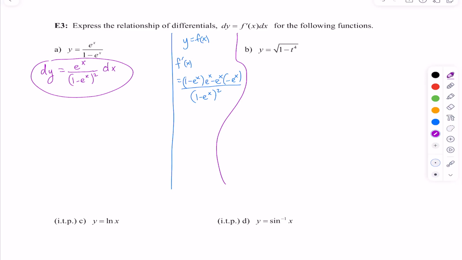Sometimes your independent variable is not always x. Sometimes it could be t. So in the second example here, y is a function of t, and this function is differentiable. Go ahead and use the chain rule. And once you calculate that derivative, simply use the definition for differentials, and we could actually write that relationship.